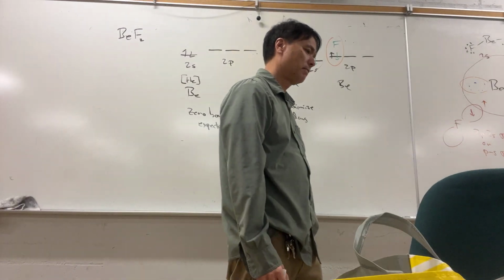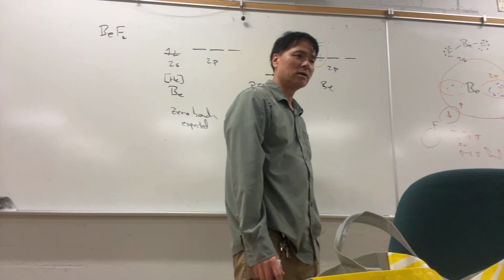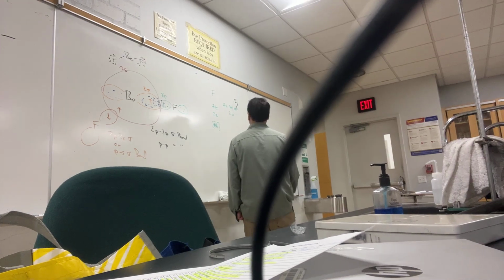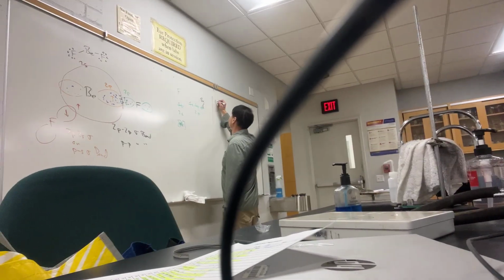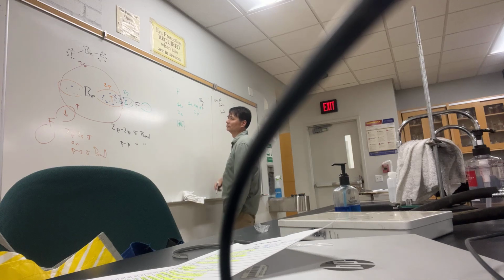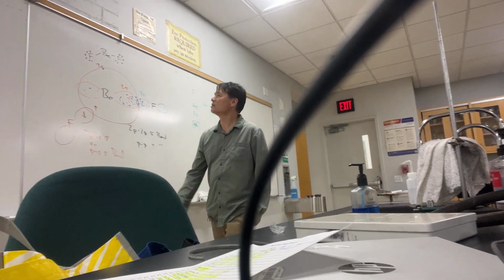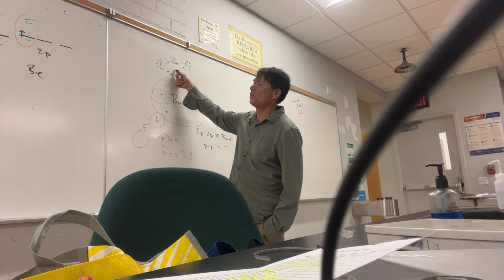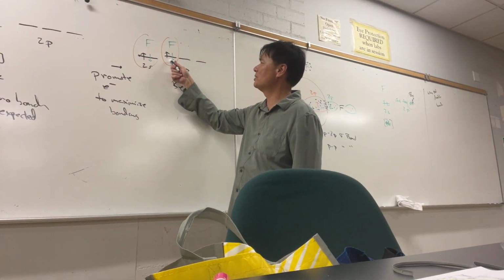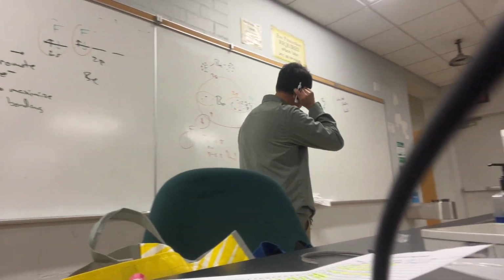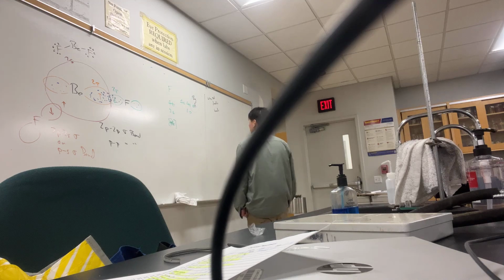Why not double bond? One of the problems with this structure is beryllium, does it have an octet? No. Do you see its valence shell is not filled? How can I fill the valence shell? One way I could fill the valence shell is by forming double bonds.